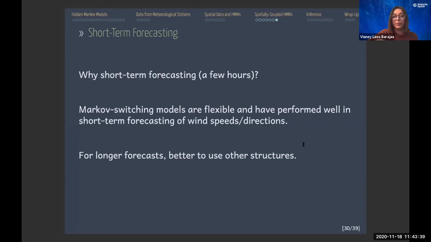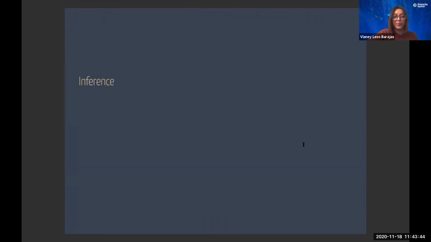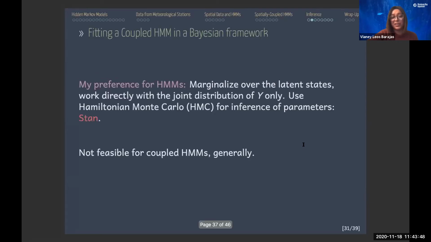So the idea is then, can we adapt the spatially coupled hidden Markov model to create forecasts? And again, the statistical side of what really interests me is how you conduct inference. For HMMs, and I now have a few HMM papers, I've actually never used the EM algorithm, expectation maximization, or anything like Gibbs or Metropolis. In particular, my preference for fitting hidden Markov models is to marginalize over the latent state process and work directly with the joint distribution of Y only, which you can refer to as a marginal likelihood.